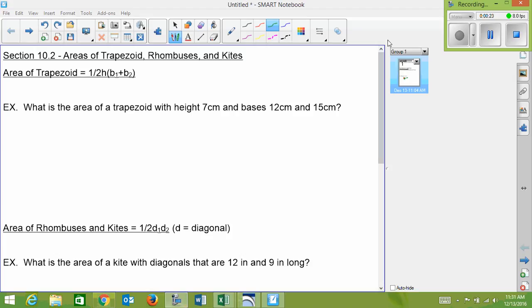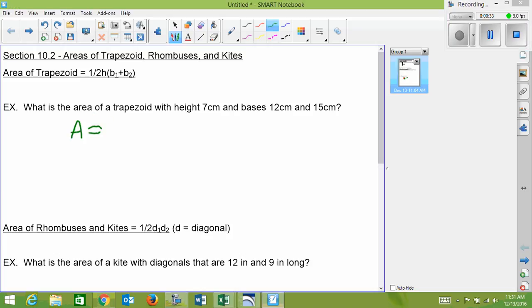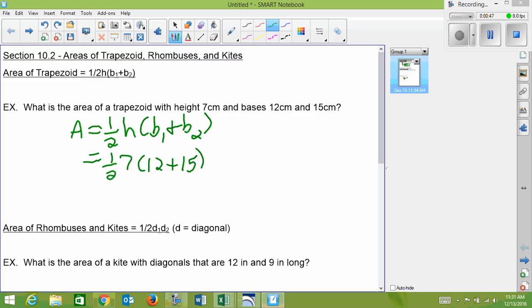So first example, what is the area of a trapezoid with a height of 7 and bases of 12 and 15? So all I need to do is go ahead and plug this into the formula. And like we learned in junior high, you have to write the full formula out first, and then you can go ahead and plug some numbers in. So height is 7, and it doesn't really matter which one is base 1 and base 2. They're going to be added together anyway.